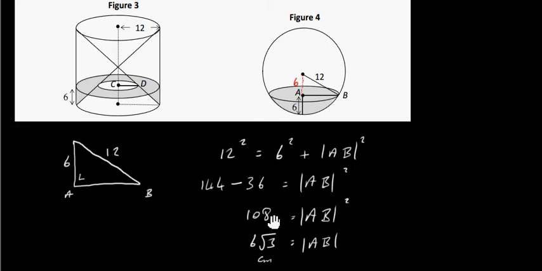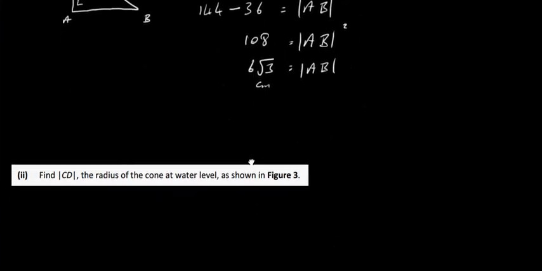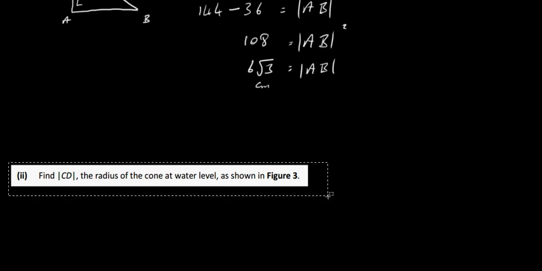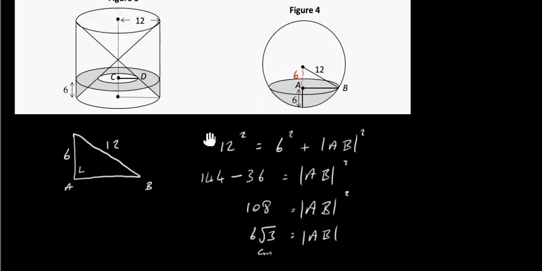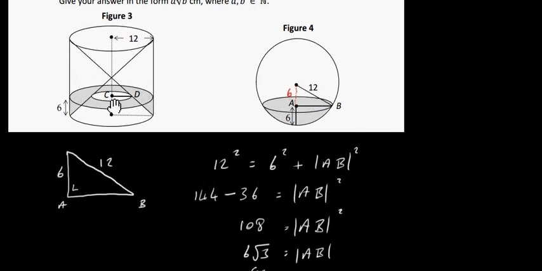Okay, next we have to find CD. So again, let me just move this up a little bit. Okay, so we've got to find CD. So what's CD? Let's have a look at our diagram. Okay, so we've got to find the distance from C to D here in our cone here.